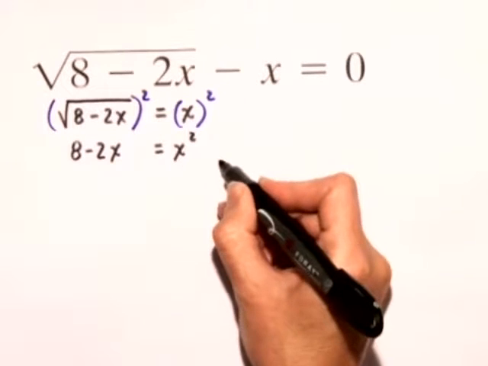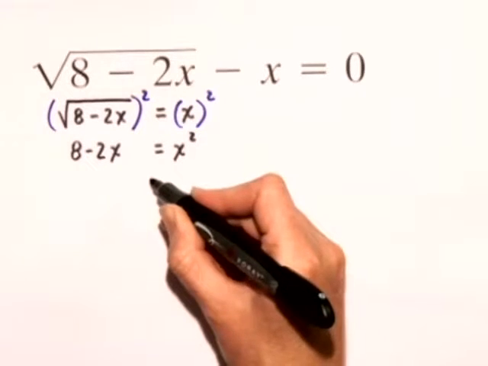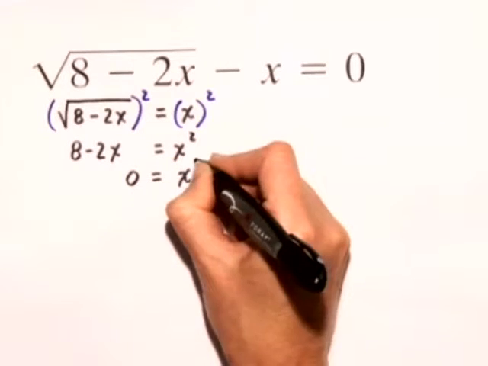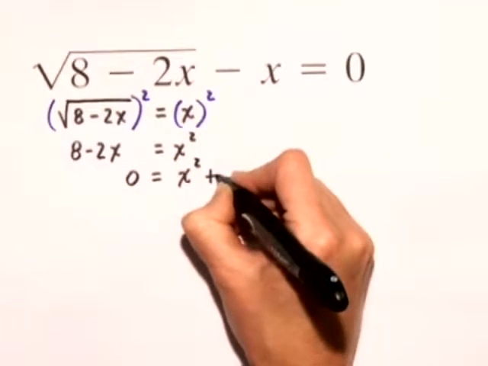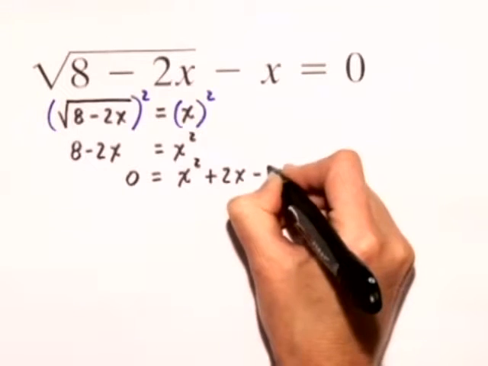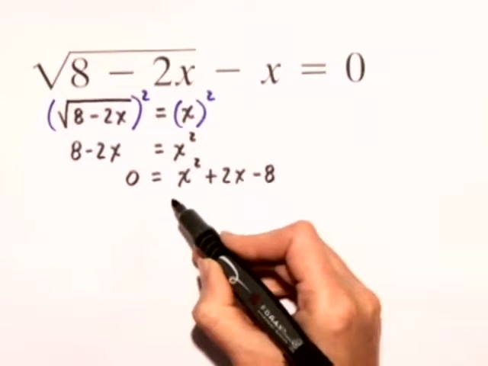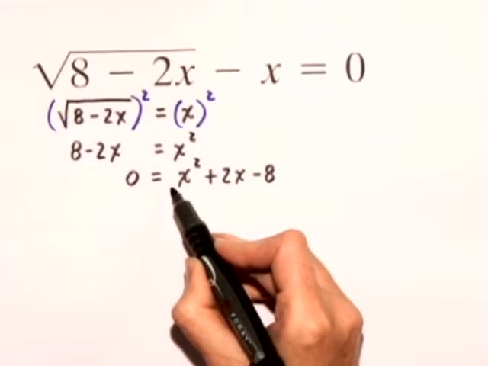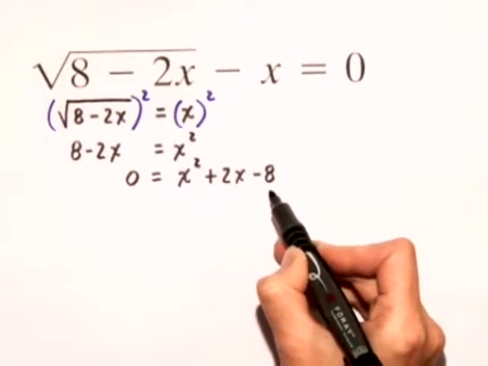Let's move everything to the right-hand side and set the left-hand side equal to 0. When we do that, we'll have 0 equals x squared plus 2x minus 8. I moved all the terms to the right-hand side because the x squared had a positive 1 coefficient, and it'll be easy to factor that way.